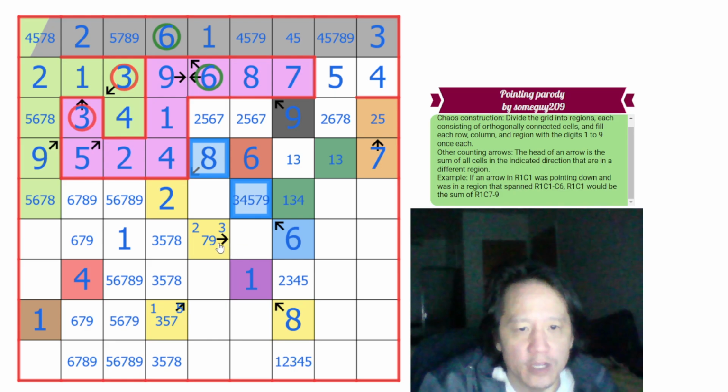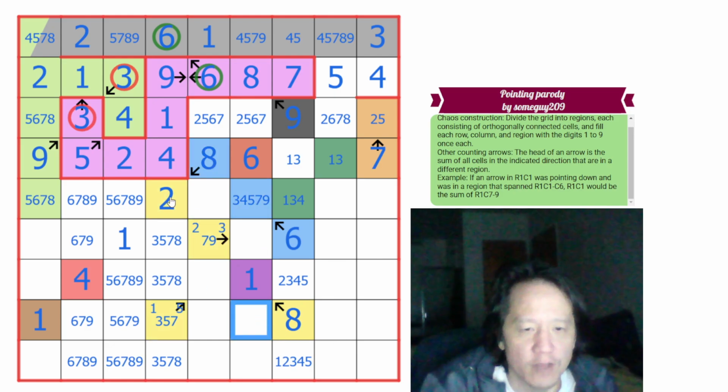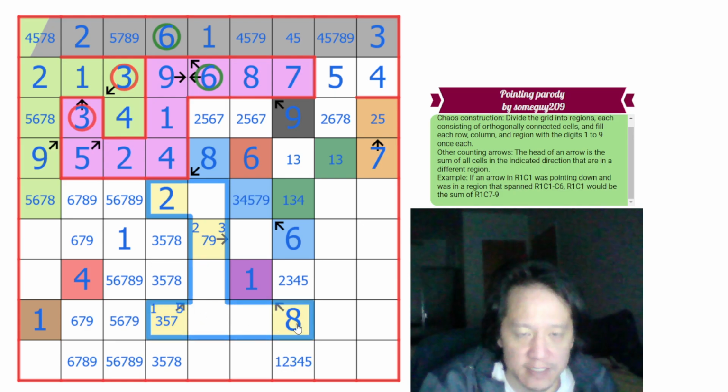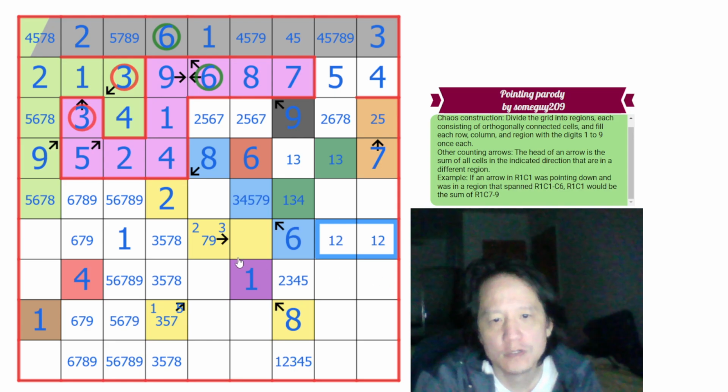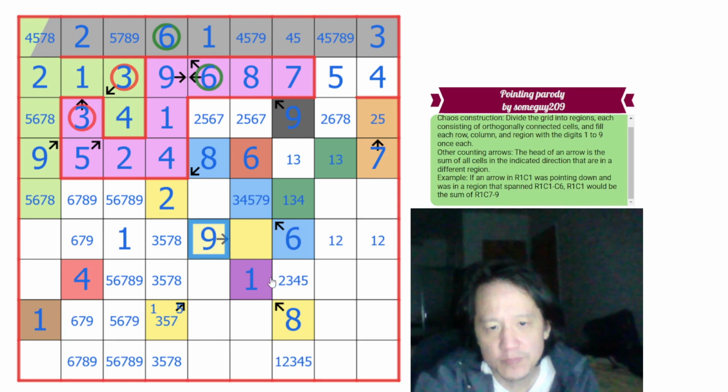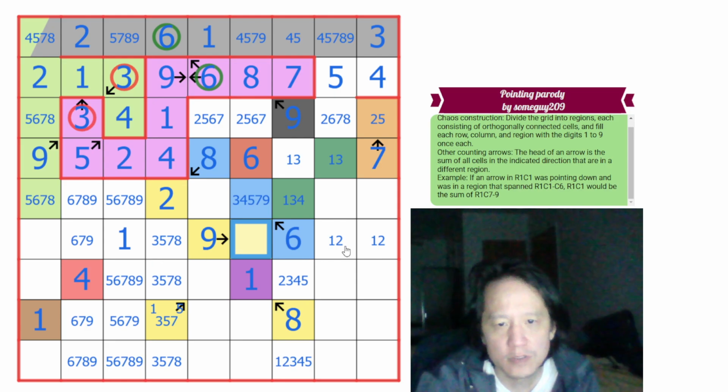Okay, so in addition, what's the minimum that connects these? It would be 1, 2, 3, 4, 5, 6, 7, 8. So we know these two can never be part of yellow. So this one has to be part of the yellow. Right? So therefore, this is 1 and 2, which means this is 9. So this can't be 1 or 2. It can't be 1.